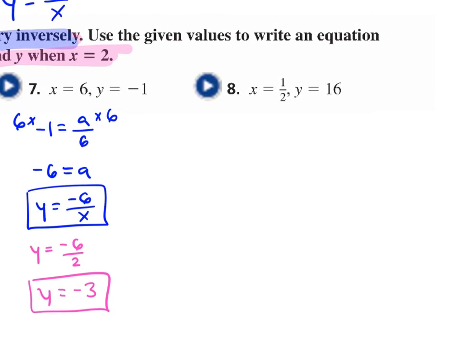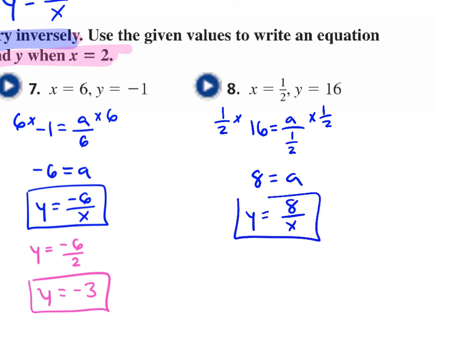Alright, number 8. What do we do first? 16 is equal to a over 1/2. You can use 0.5 if you want, doesn't matter. Same thing. How do we find what a is? Multiply both sides by 1/2. 1/2 times 16 is 8. So 8 is equal to a. Y is equal to 8 over x first. Then we plug in 2. So y is equal to 8 over 2. Y is equal to 4.